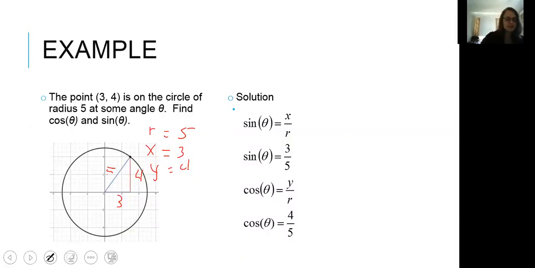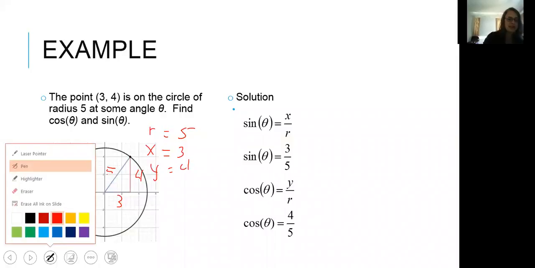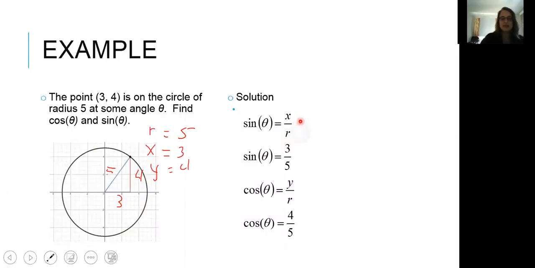Remember that the sine of any angle is equal to x over r. Plug in what we know. The sine of the angle then is 3, because our x is 3, divided by the radius, which is 5. So our sine of our angle is 3/5. The cosine of the angle is similarly equal to the y-coordinate of the point divided by the radius, or 4/5. Okay?